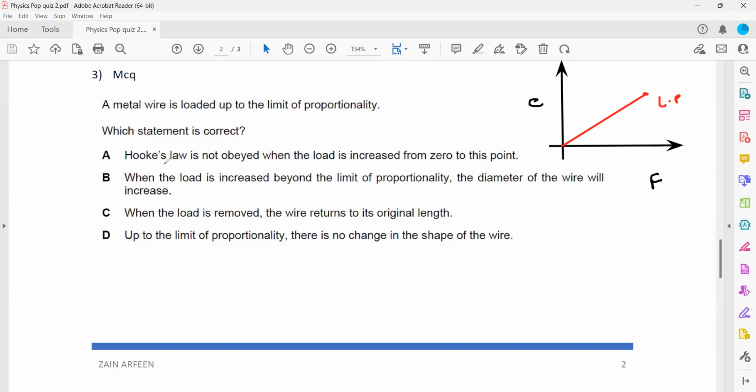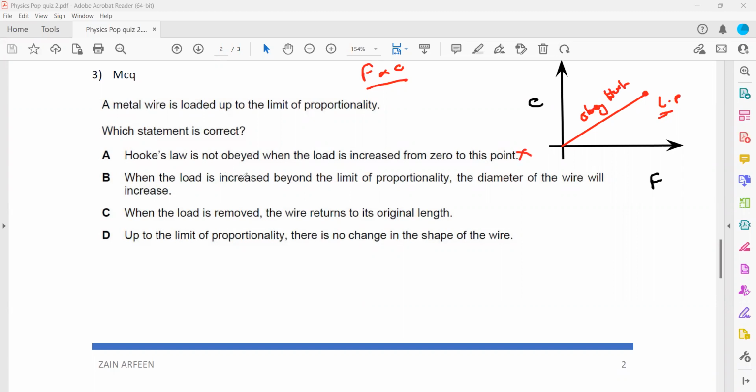So if we check the options, what is Hooke's law? It states that force and extension are directly proportional. Hooke's law is not obeyed when the load is increased from 0 to this point. Not so: up to the limit of proportionality, it obeys Hooke's law. So this statement is not correct.